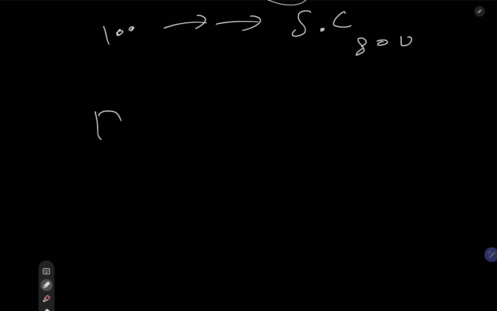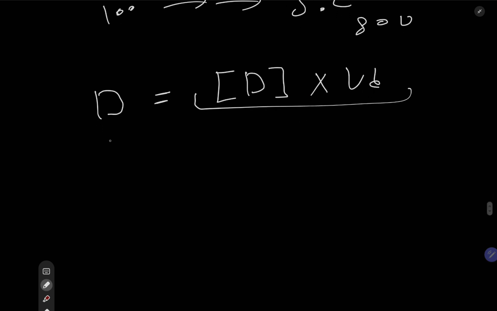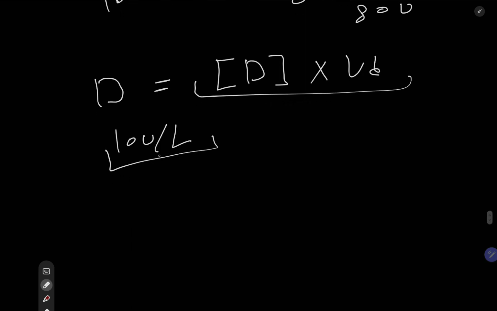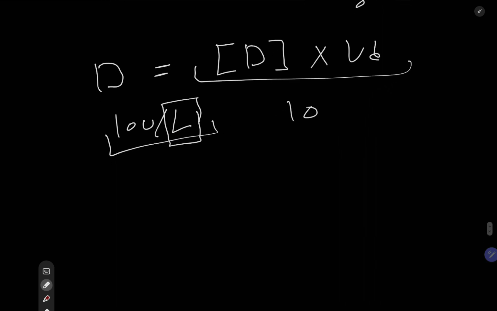So the dose that I will give to the patient will be equal to the desired concentration of the drug in the plasma multiplied by the volume of distribution. So for example, I want this drug to end up in a concentration in plasma of 10 units per liter. How much should I give him? I need to know how many liters my substance will end up in. Let's say my substance will end up in 10 liters. That is my volume of distribution.